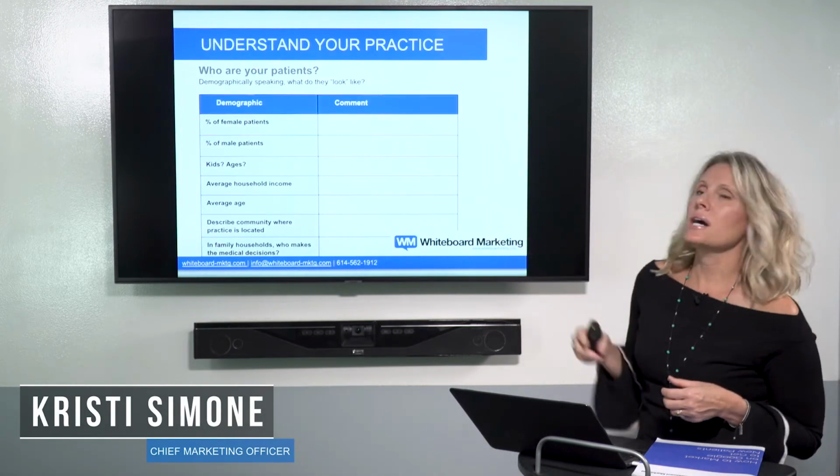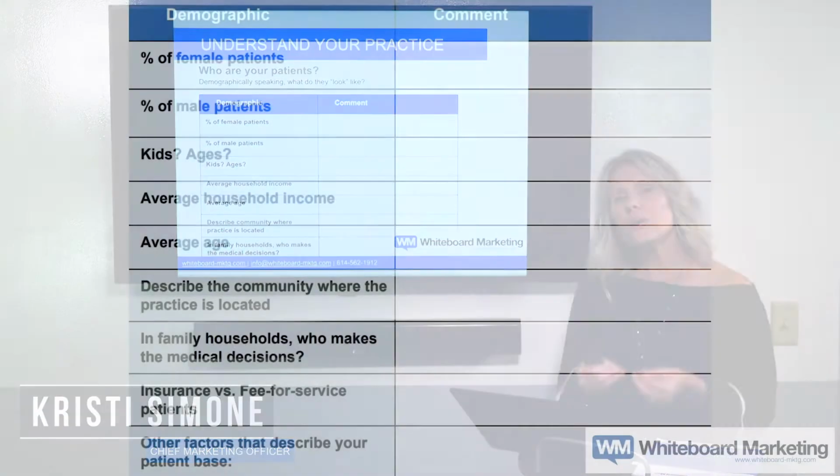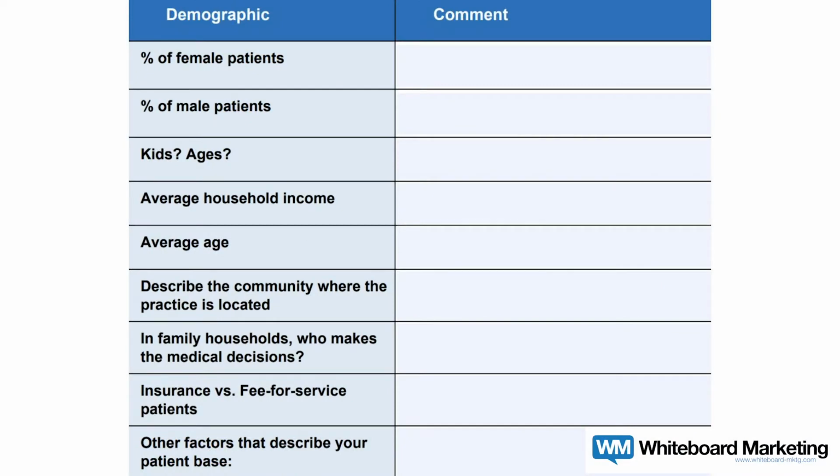Then we're going to ask you to identify who your patients are. Knowing who your patients are really helps you understand what messages you should be speaking to them and what channels you should be focusing on. What percentage are female to male? What's their age range? Do they have families with children? What's their average household income? Where do they live? What community are they living in?